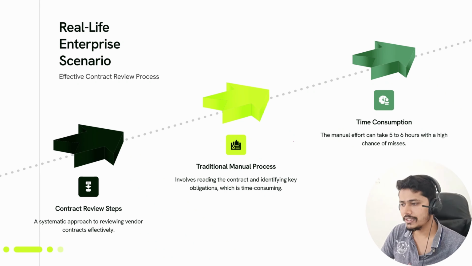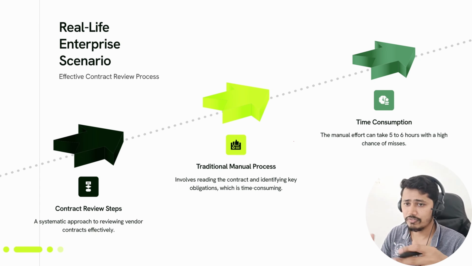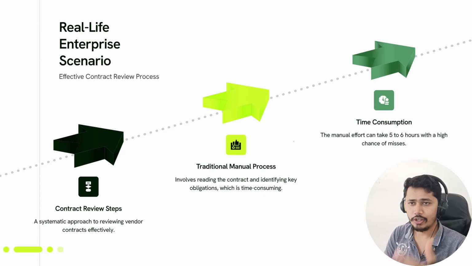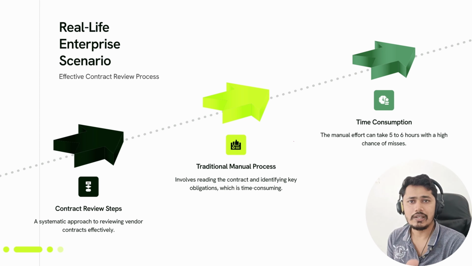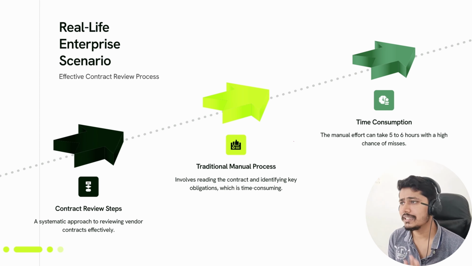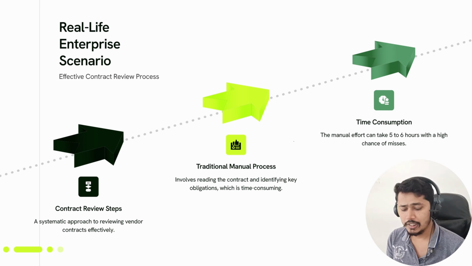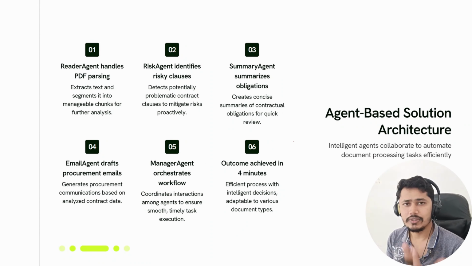As we have seen, let's say you have a task of reading a legal contract document and you need to find out the different clauses, and whether those clauses are in relation with your organization policy or not. In these cases, the manual process obviously takes a lot of time. It is time consuming. For example, let's say it is taking 5 to 6 hours. So that process will be replaced with the help of an agent based solution architecture.